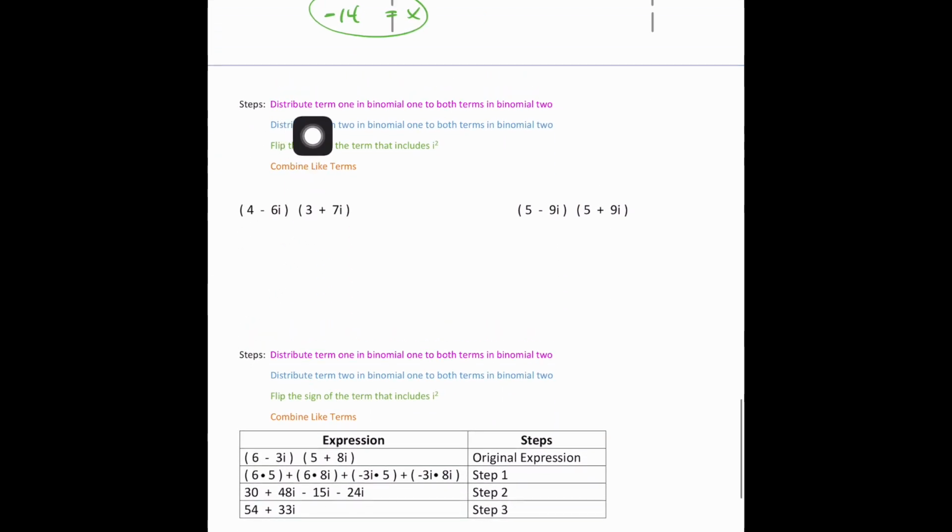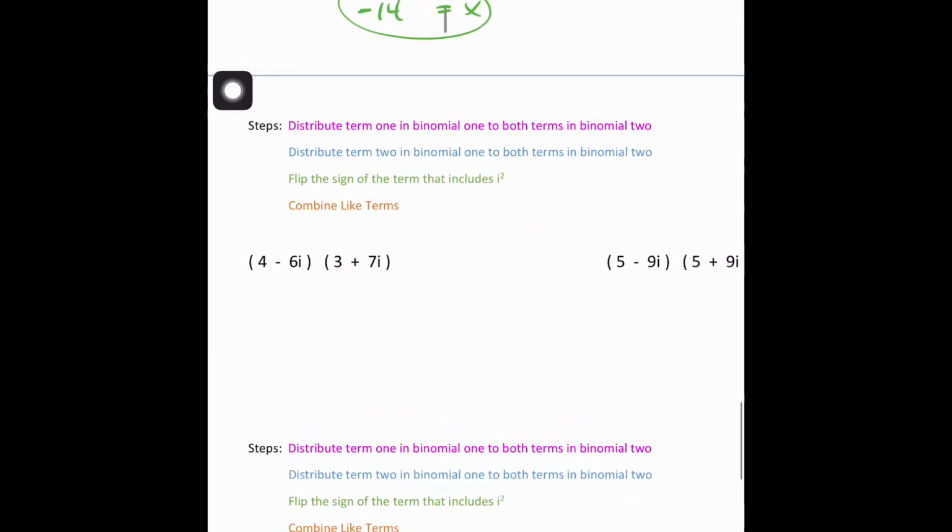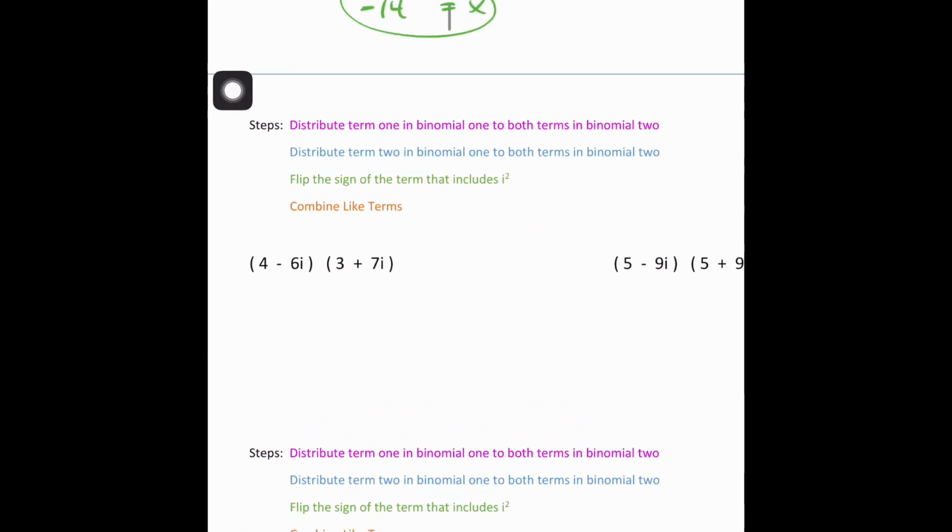Moving forward, distribute term 1 of binomial 1 to both terms of binomial 2. So here we go again. All right, guys, we're seeing this repeatedly, okay? But we're seeing different variations of it. All of this repetition builds retention, because if this is just round 1, 2, 3, 4, or 5 that we're on, and we're just going to continue to build, we have to own and dominate these skills.